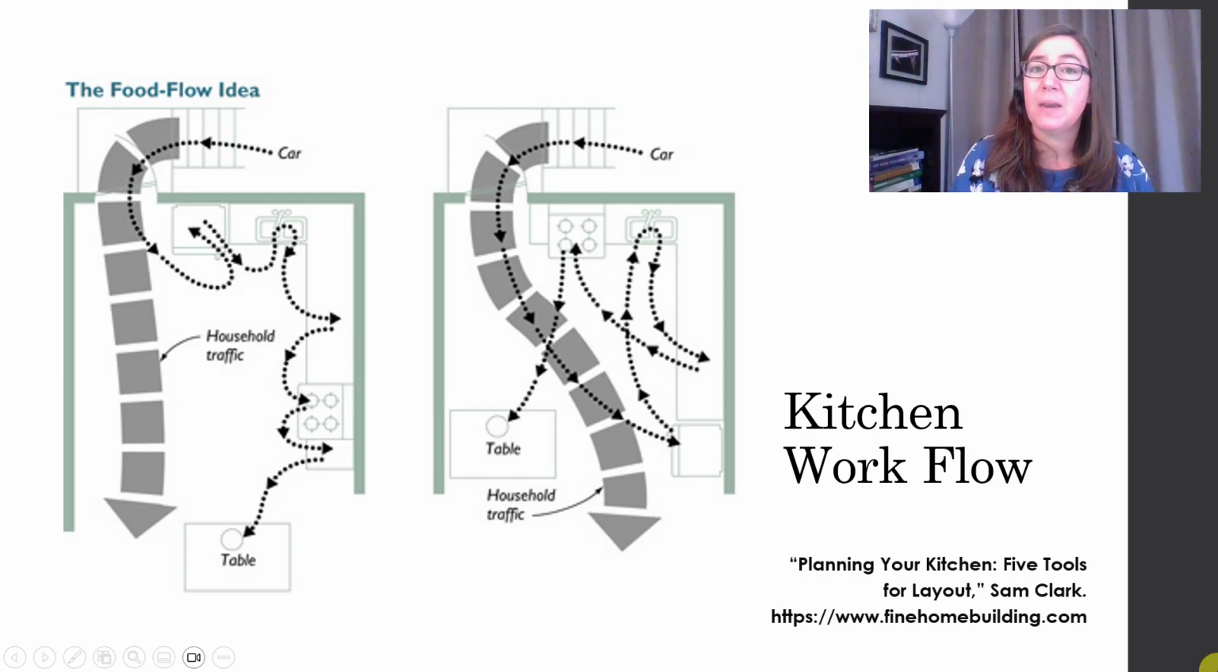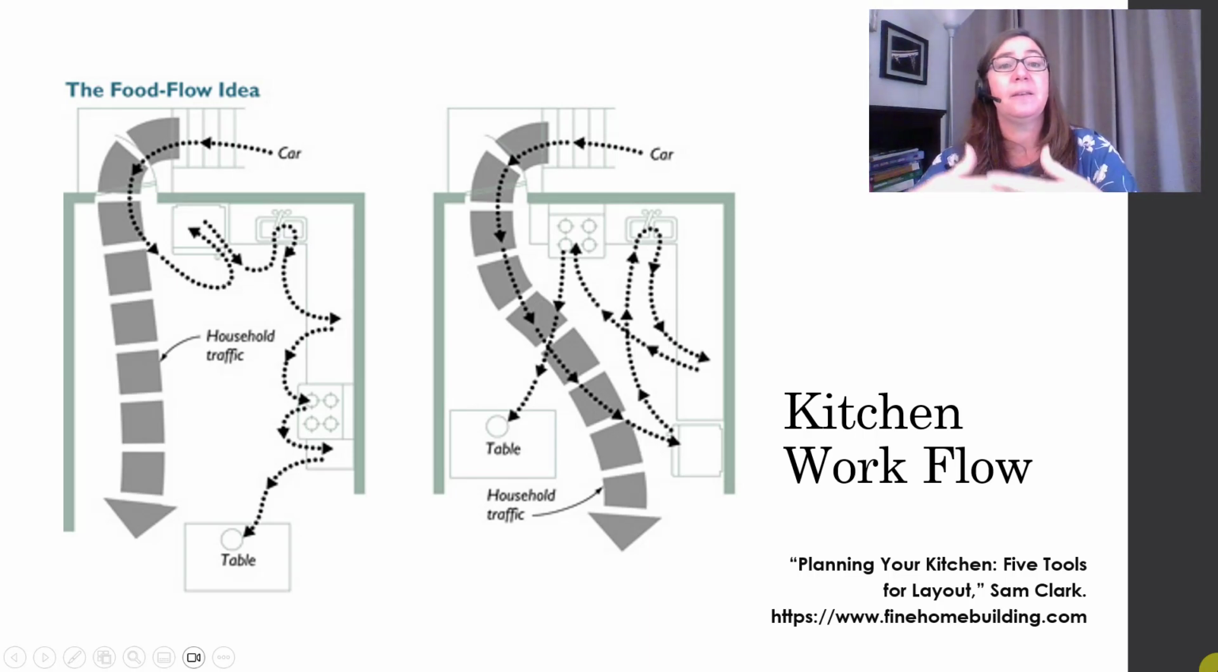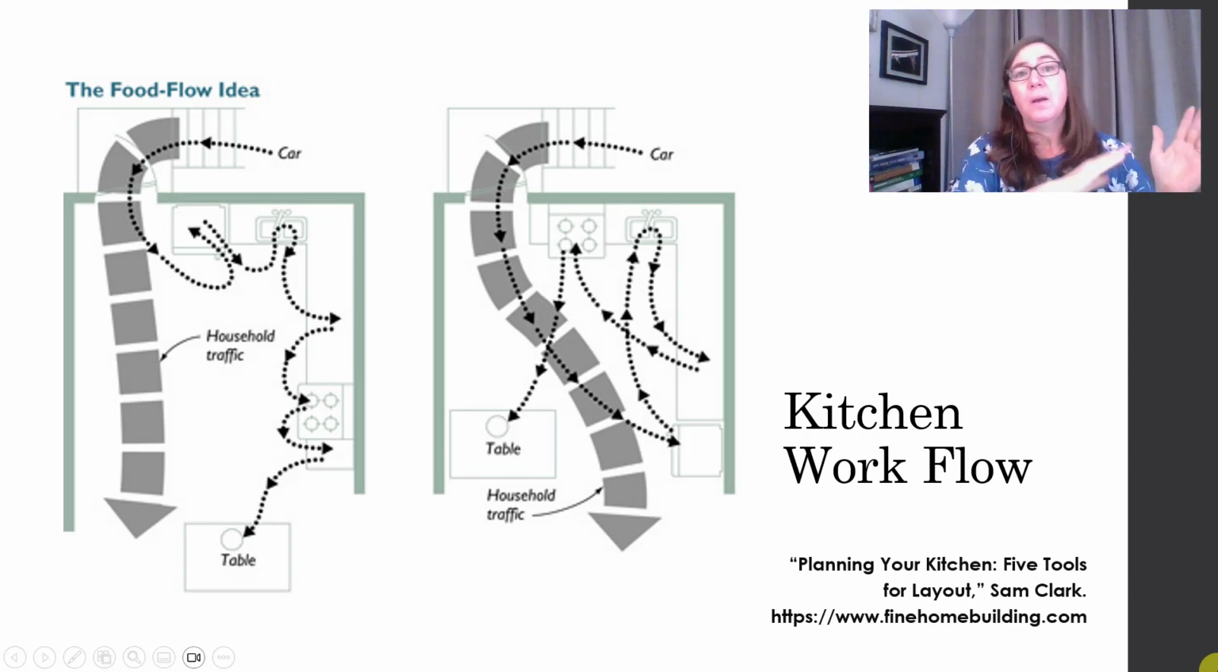Maybe the groceries come in from the car. They get put away in the refrigerator, they get cleaned, they get prepped, cooked, and finally served to the table. On the right-hand side is maybe a poor example of kitchen workflow as items have to cross the space of the kitchen multiple times in that typical workflow. Now we know that meals don't get prepared in an ideal way in every case. But as the designer, we want to at least streamline this idea as much as possible.